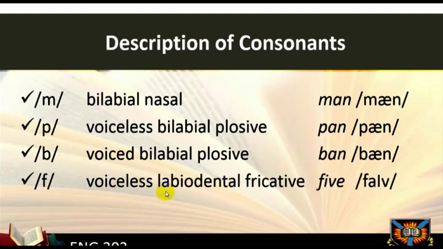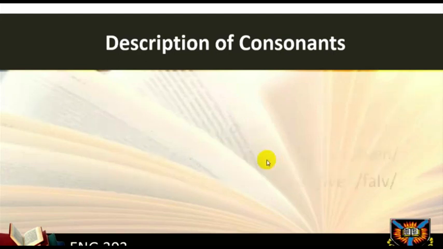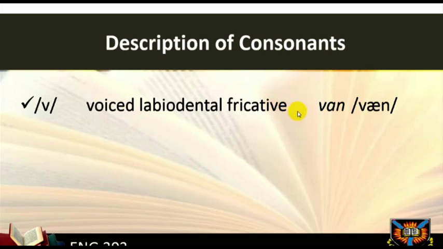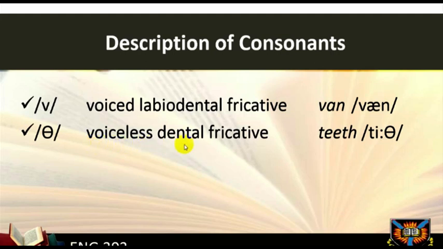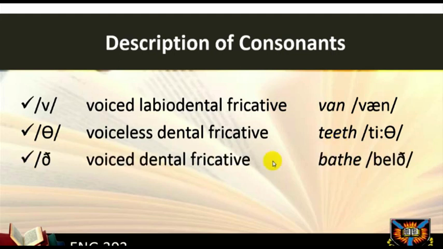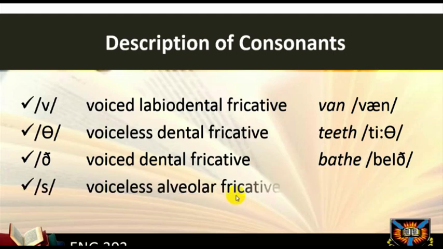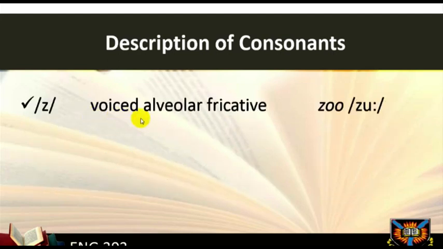F: voiceless labiodental fricative, five. V: voiced labiodental fricative, van. Theta: voiceless dental fricative, teeth. Eth: voiced dental fricative, breathe. S: voiceless alveolar fricative, sin. Z: voiced alveolar fricative, zeal.